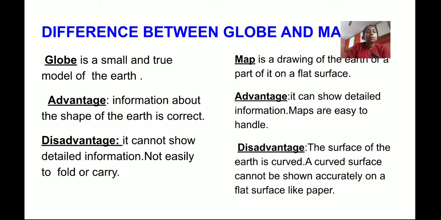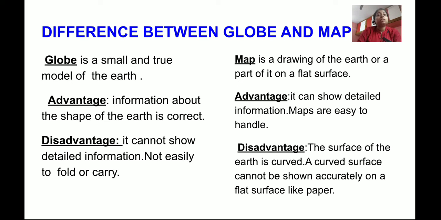Now, what is the difference between the globe and the map? We will discuss the difference between the globe and map. Why is it necessary to study globe and map? These are the certain advantages and disadvantages of globe and map. Globe is a small and true model of the earth, whereas a map is a drawing of the earth or a part of it on a flat, smooth surface. It has two dimensions, length and breadth.